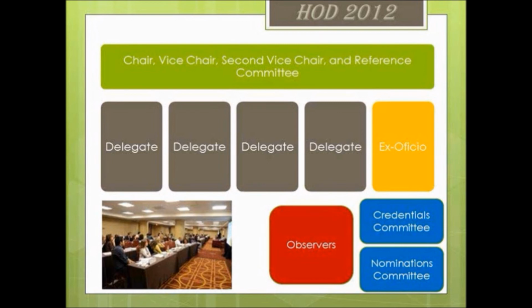There are also the two committees that you'll see in the back of the room, the Nominations Committee and the Credentials Committee. We'll talk more about those in more detail next.